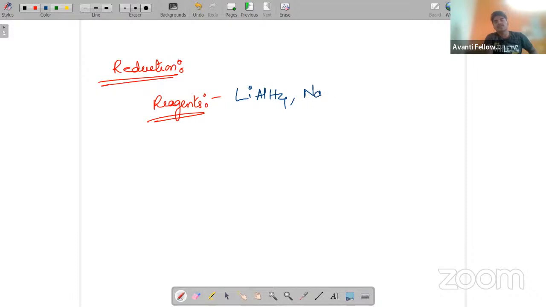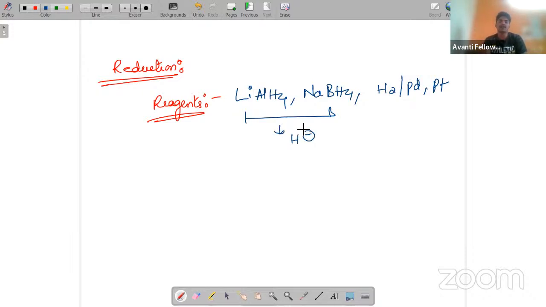LiAlH4, NaBH4. Okay, and the next one will be H2 in the presence of palladium or platinum. This is a very important set of reagents. These two will always give a hydride ion. And here also, this is going to be helpful in the reduction of alkenes to alkanes. So I am going to write the reagents.